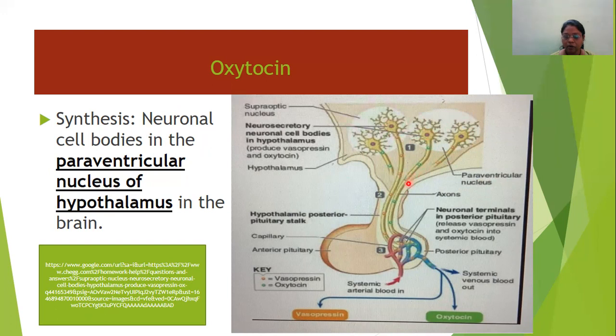It secretes the oxytocin and it enters into the posterior pituitary. This is the posterior pituitary part, and from posterior pituitary it goes to the systemic venous blood. So this is the oxytocin which is secreted by the posterior pituitary but synthesized by the neurons or neuronal cell bodies that are present in the paraventricular nucleus of hypothalamus in the brain. Okay, so oxytocin is synthesized by the neuronal cell bodies which are present in the paraventricular nucleus of hypothalamus, and it is secreted by the posterior pituitary.